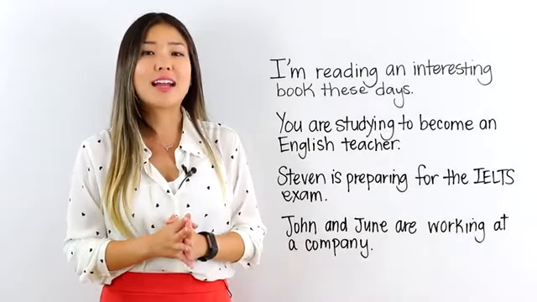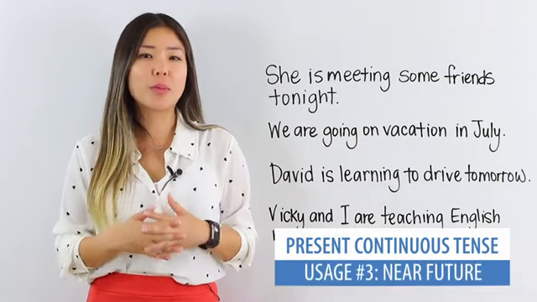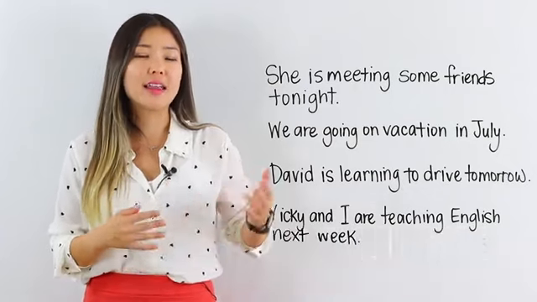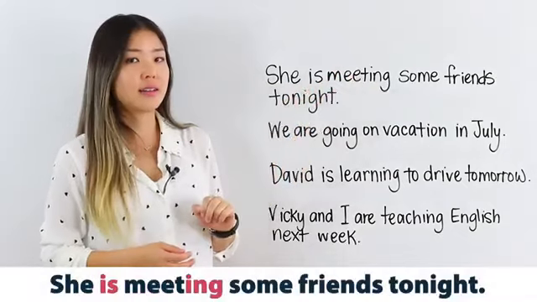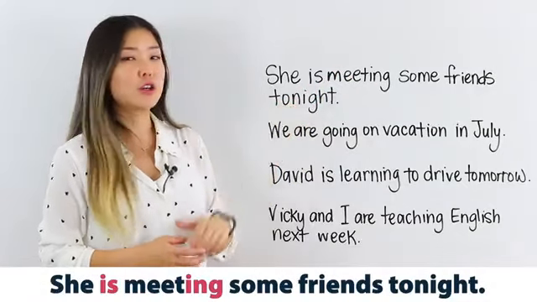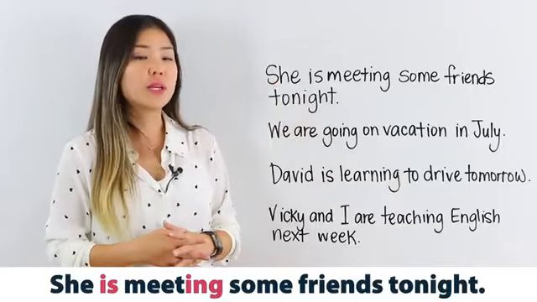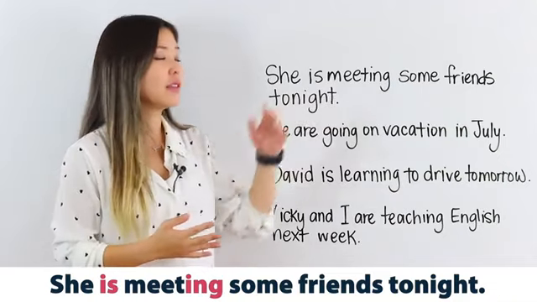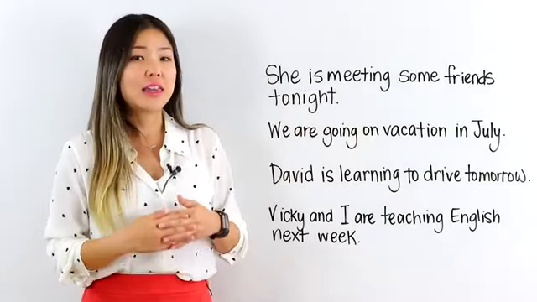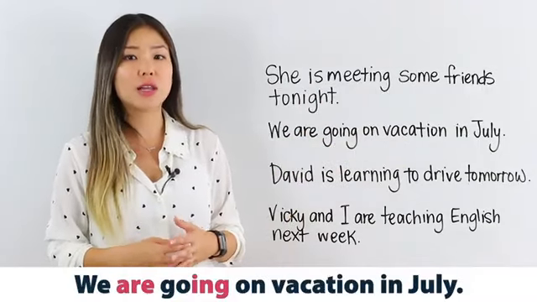Let's move on to the next usage. The present continuous is also used to talk about near future plans. Let's take a look. She is meeting some friends tonight. That's going to happen in the near future. You'll notice that we have she, so the be verb is, and then we added an ing to the end of the verb meet.